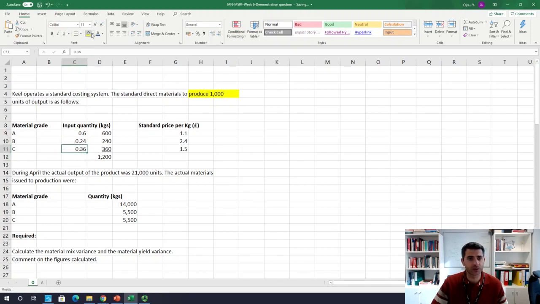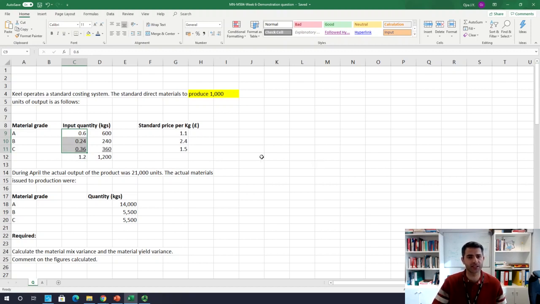So if you put a line here, that's 1.2 kilogram, and that's for what, guys? For 1 unit. So you need to understand and differentiate between this one and this one. It's really important here. Again, that's 1,200 kilogram for 1,000 units, and that's 1.2 kilogram for 1 unit. Okay, so this is the standard mix.